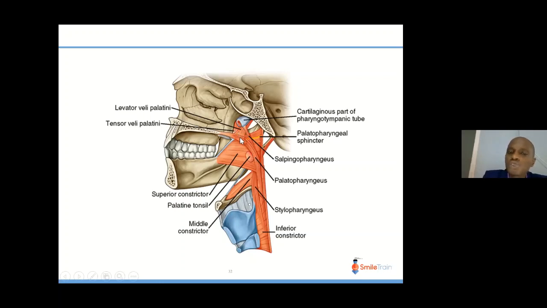So these muscles work to pull up the soft palate, and this is the constrictor muscle, the pharyngeal wall. So it pulls up to meet this pharyngeal wall, therefore creating a separation between this oral cavity and this nasal cavity.